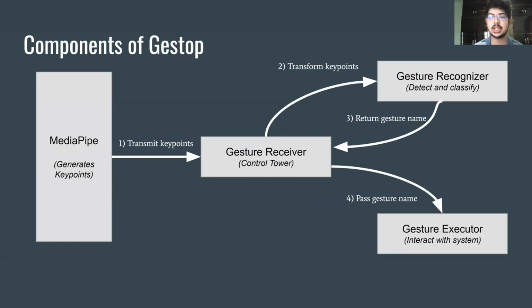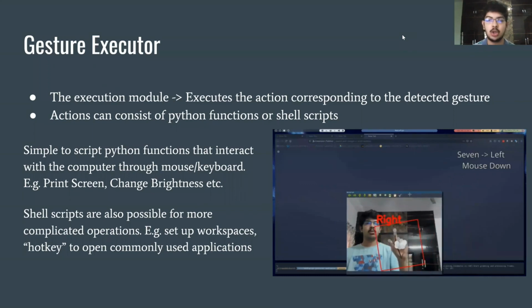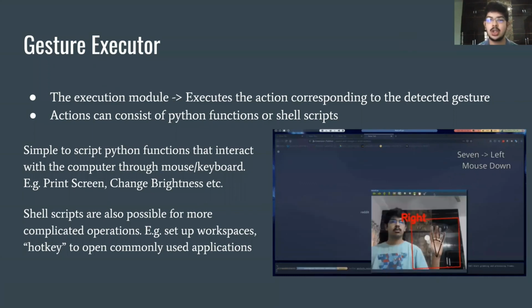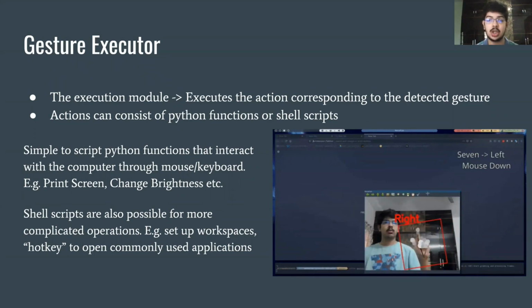Okay, so that was the gesture recognizer. The gesture recognizer detects and classifies the gesture and returns the gesture name to the receiver, which then passes this name to the gesture executor, which is the last module. The job of the gesture executor is to execute the action corresponding to the detected gesture. These actions can be either Python functions or shell scripts.